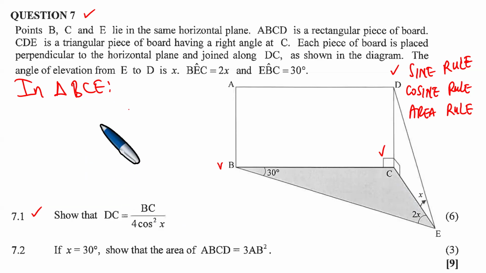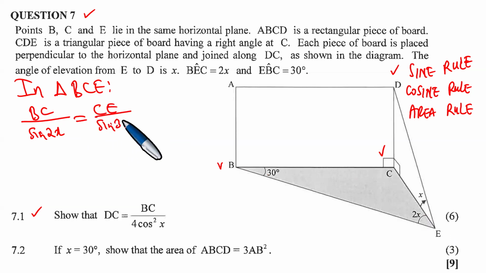Right, so we can then say BC over the sine of 2x is CE over the sine of 30, by the sine rule. So if you then say BC over the sine of 2x is equal to CE over the sine of 30, so that in the end, then we can actually be in a position to find the CE.